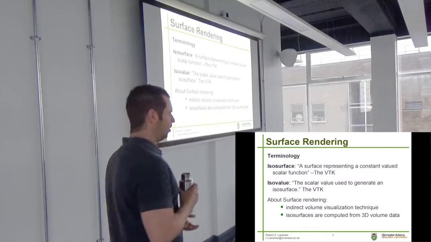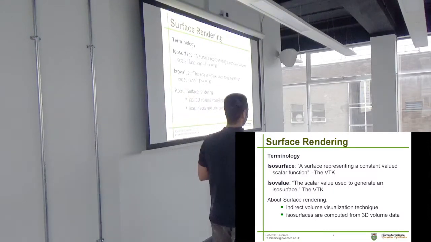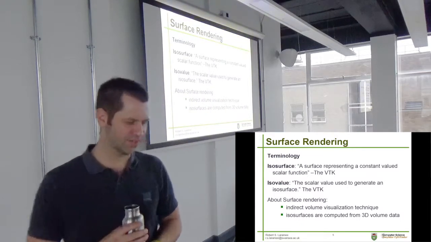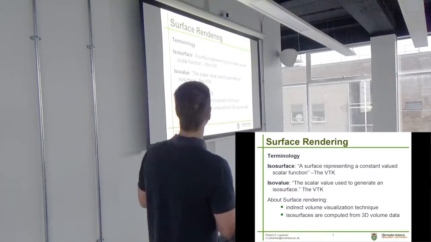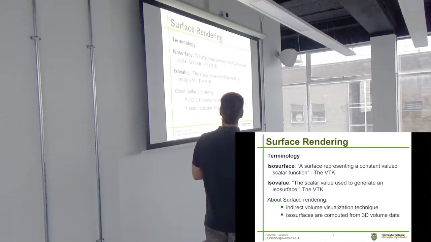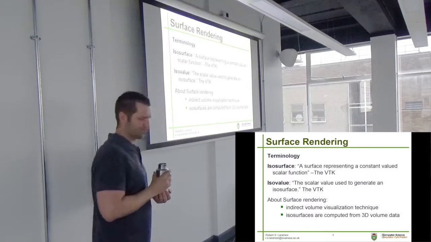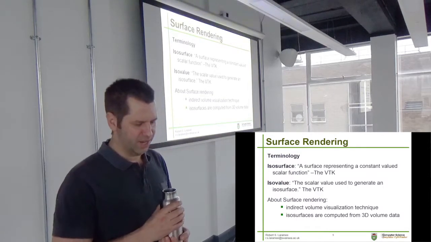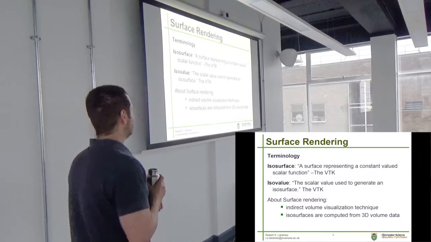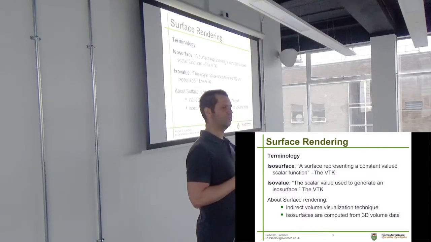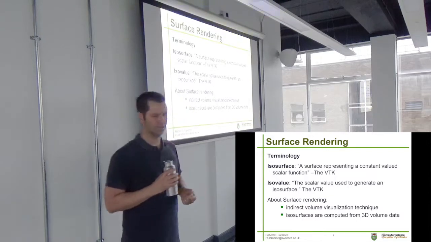So before we talk about an algorithm for extracting isocontours and an algorithm for extracting isosurfaces, we need to introduce the terminology, what they are. An isosurface is a surface representing a constant valued scalar function. So what does that mean in English? An isosurface is a surface that is the same value at every point on the surface. So it represents a constant value. That's what an isosurface is.